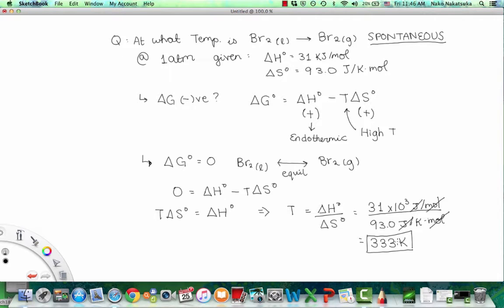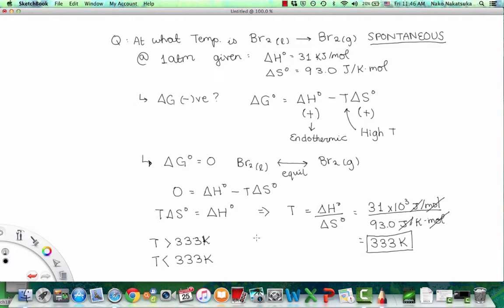So what this means is that at a temperature of 333 Kelvin, the liquid and the gaseous form coexist. This is basically the boiling point. But then at any temperature above 333 Kelvin, the forward process is favored and the gas phase dominates. And that means that the delta S, or the entropy value, is going to dominate. On the other hand, when the temperature is less than 333 Kelvin, then the reverse process is favored. So we would end up with more of the liquid phase, and the delta H term is going to dominate.